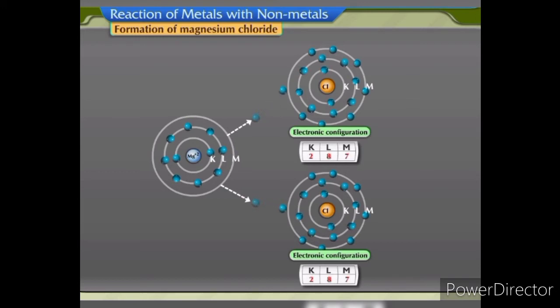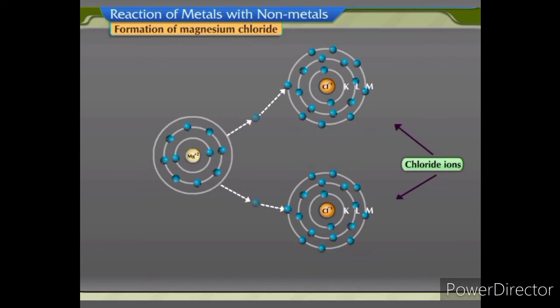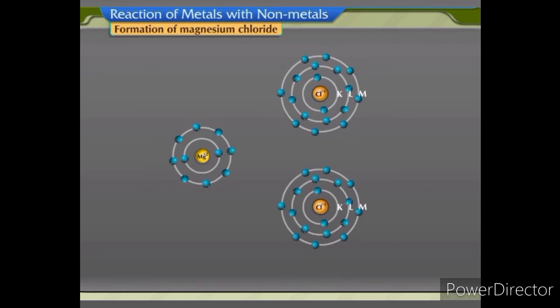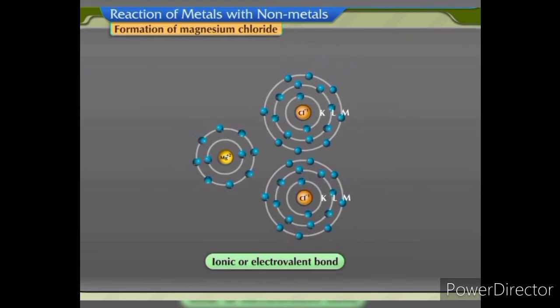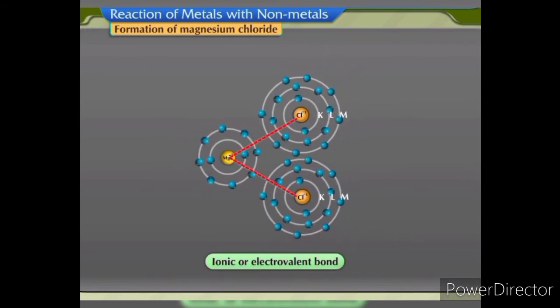2 chlorine atoms. This leads to the formation of 2 chloride ions. Magnesium ions and chloride ions are held together by an ionic or electrovalent bond. This results in the formation of the compound magnesium chloride.